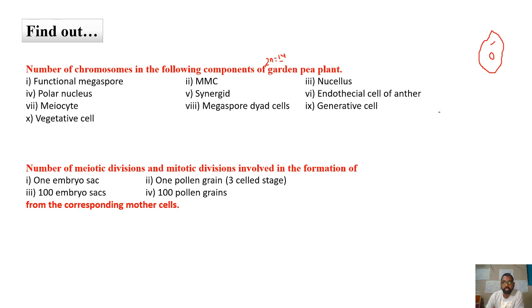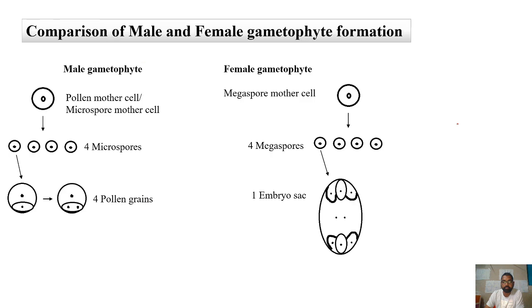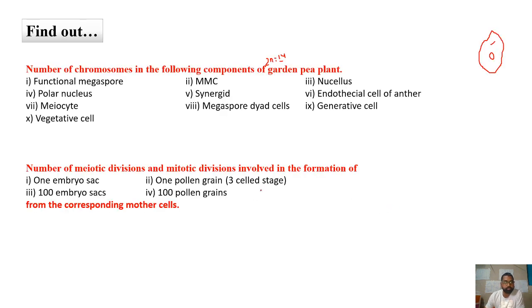Polar nucleus. So in one embryo sac, this is the polar nucleus. Each polar nucleus will be haploid only. But when the question is about the secondary nucleus, which is the fusion product of these two, then it will be diploid. So the polar nucleus is haploid, therefore the chromosome number is 7. Synergid, which is haploid again, 7.